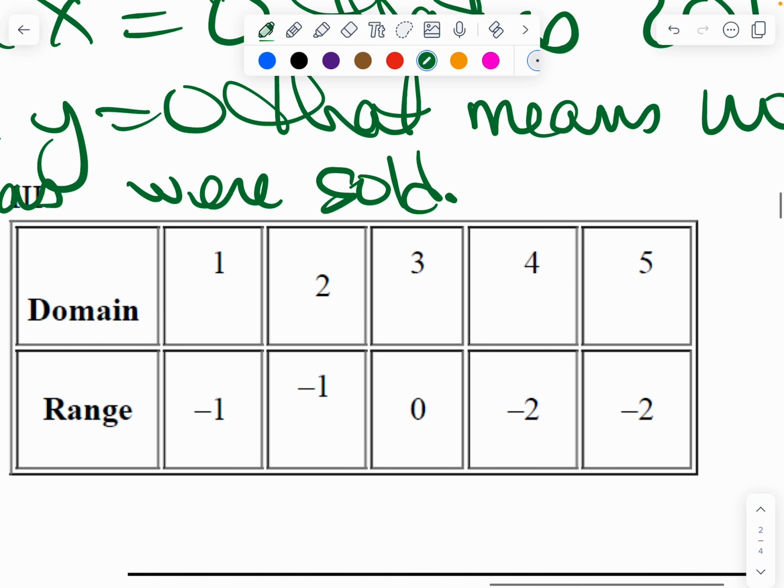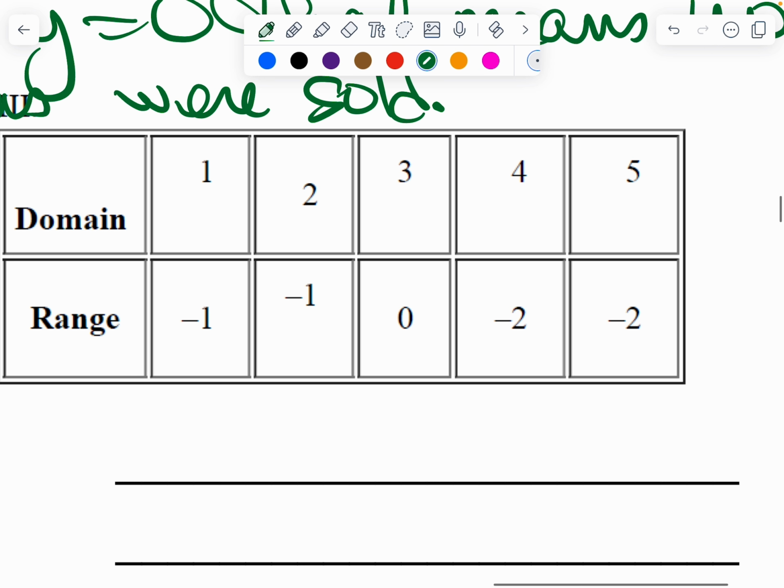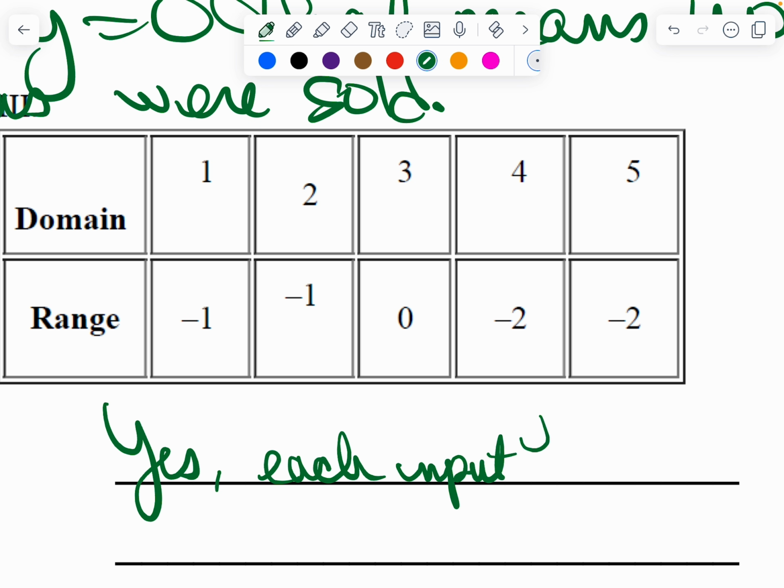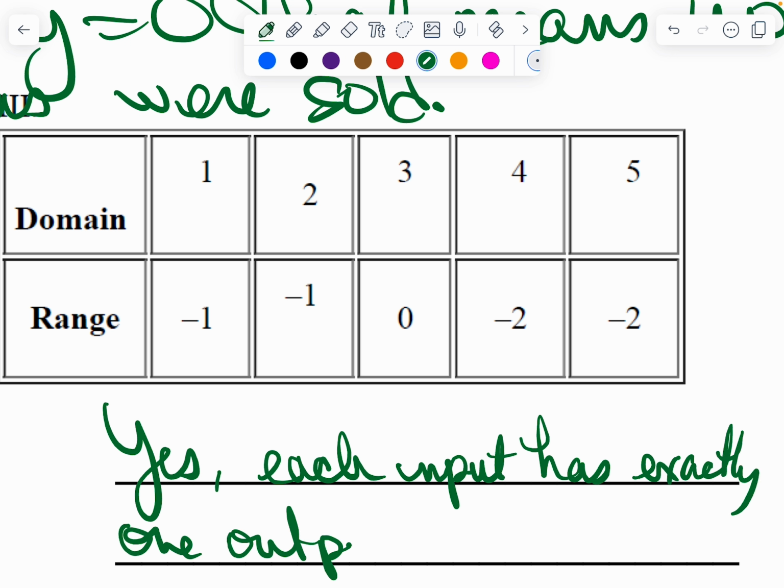Okay, over here. The domain doesn't repeat itself, so yes. Each input has exactly one output.